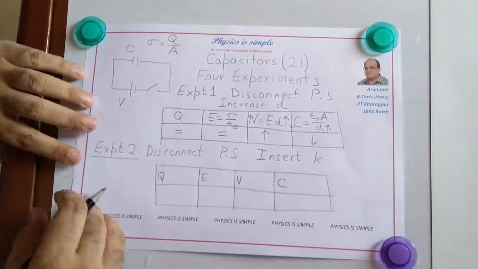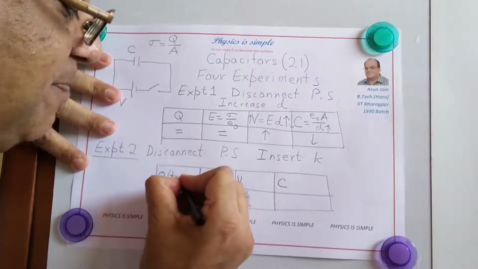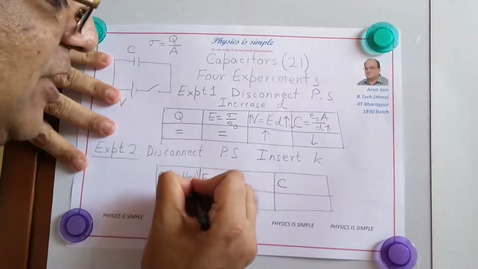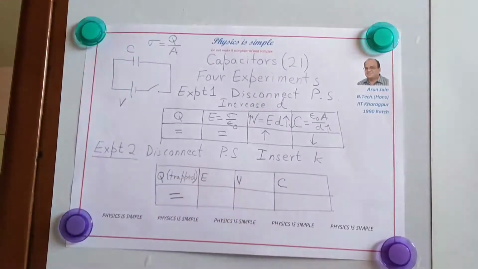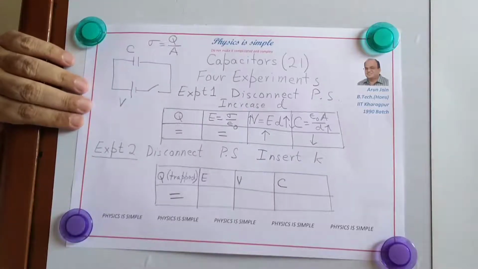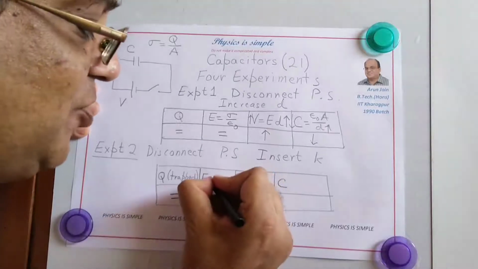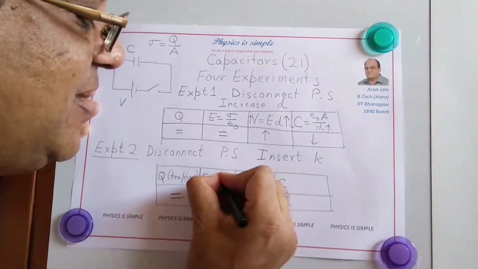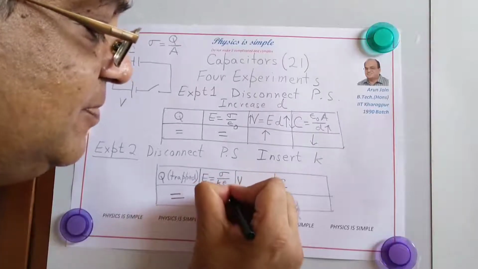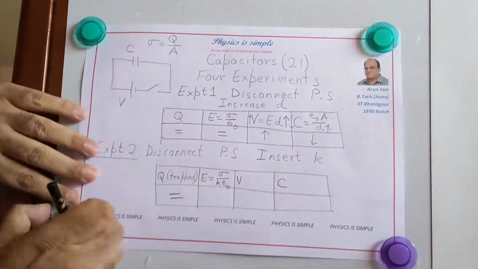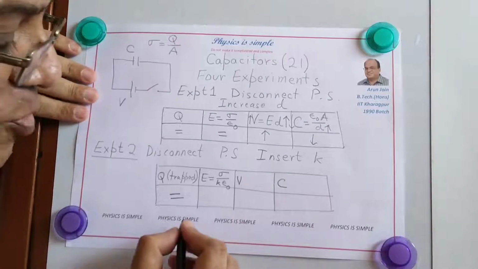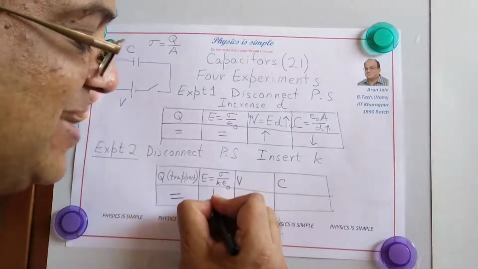Now again, charge is trapped. The moment the power supply is disconnected, charge cannot run away anywhere. So charge is trapped, it remains constant. But now, the electric field will decrease by a factor of K. Whenever a dielectric is present, the electric field becomes weaker by a factor K. So this electric field is now sigma by K epsilon naught. Whenever a dielectric is present, in every formula replace epsilon naught by K epsilon naught. So since K is downstairs and K is more than 1, the electric field will decrease.